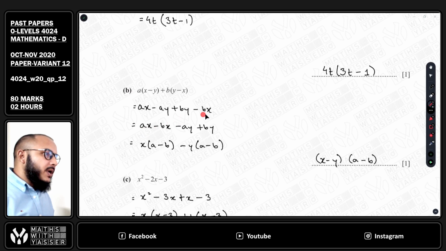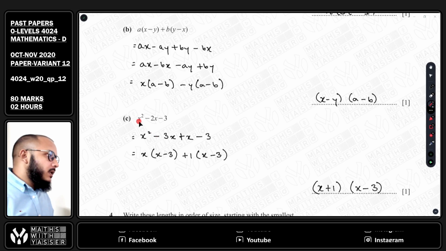Then we can bring all the x together. So ax minus bx. So basically I'm rewriting this equation. So ax minus bx minus ay plus by. Then we can take x common from both of them, and we will have x outside brackets and a minus b within brackets. And then we can take negative y common from both of these, and we will have a minus b within brackets. Since these are the same, now we can say that the factors are x minus y and a minus b.